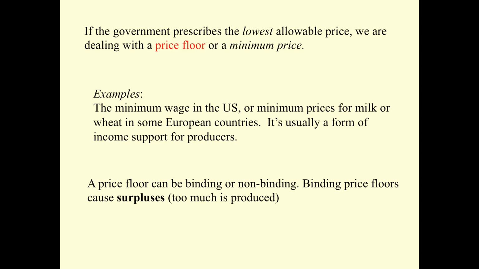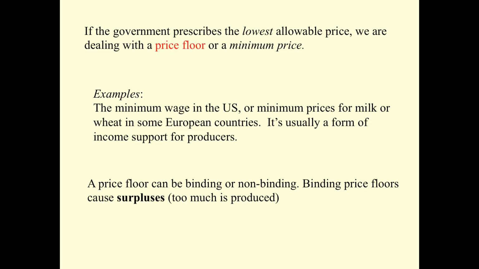Okay, now we're going to turn our hand to another way the government can interfere in the market, and this is with a price floor or a minimum price. This is when the government, instead of saying you can't sell it at a price above this, would say, well, you can't sell this at a price below this price legally. So, for example, the minimum wage in the U.S. is a minimum price of labor. There are also minimum prices for milk and wheat in some European countries. This type of price support is usually some form of an income support for farmers or other agricultural producers.